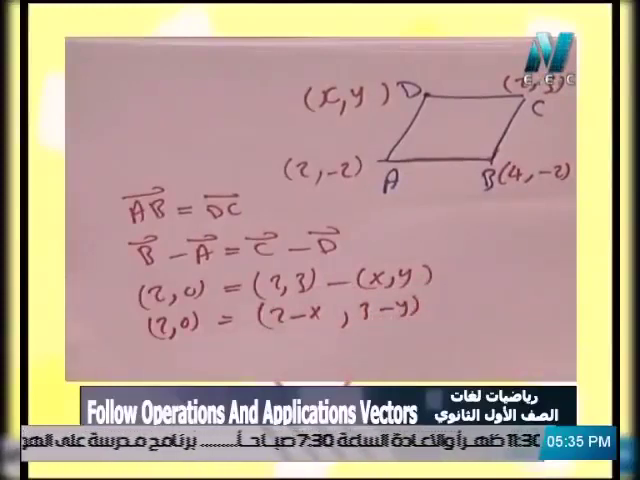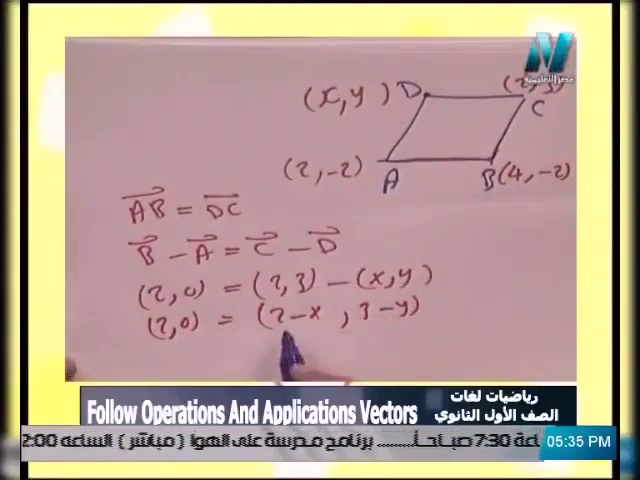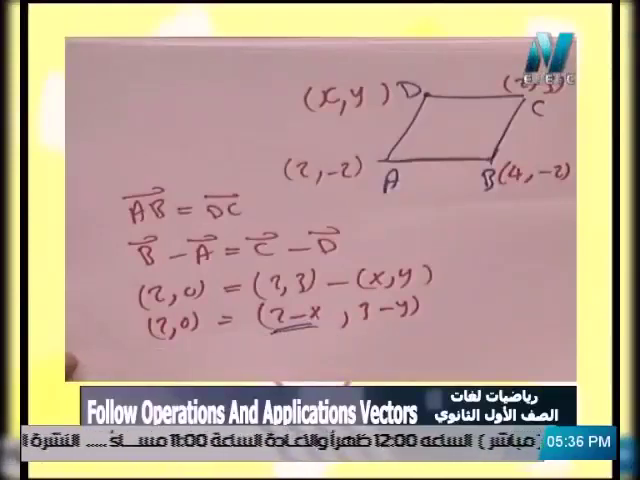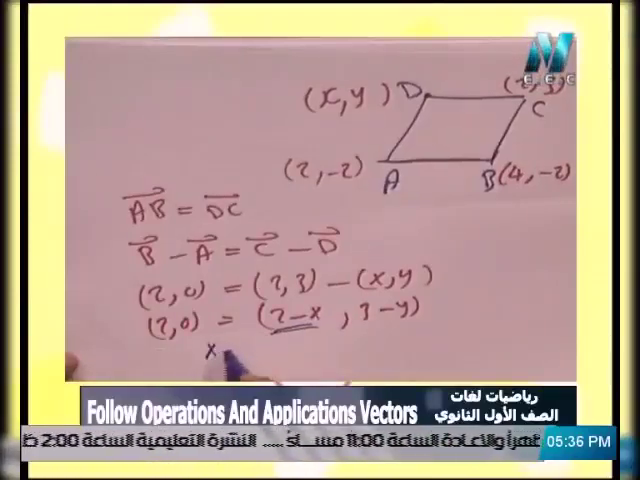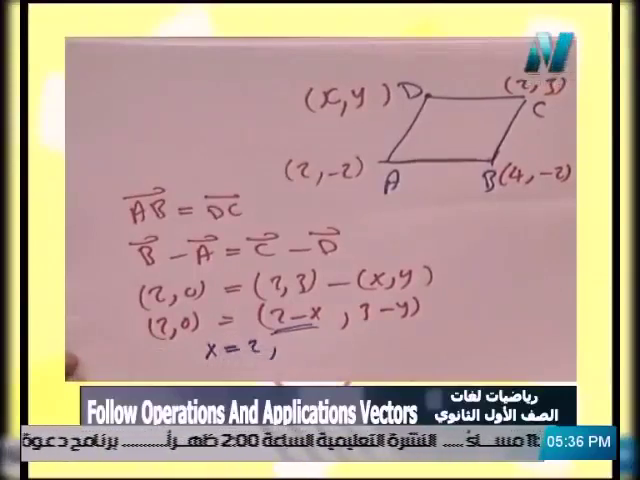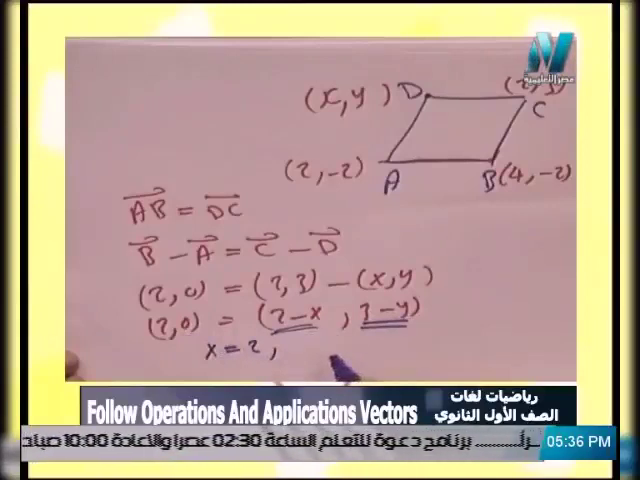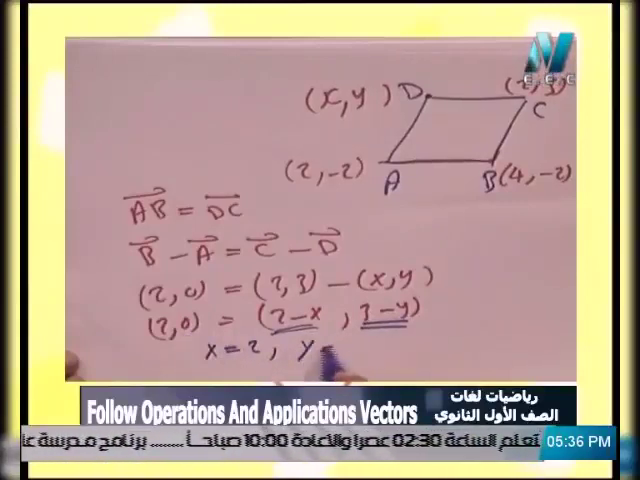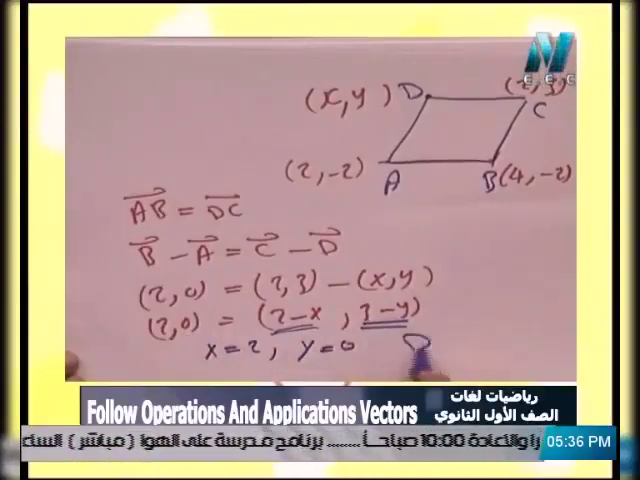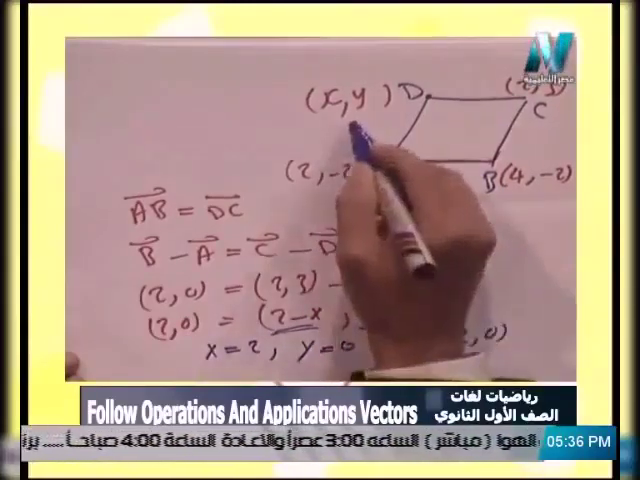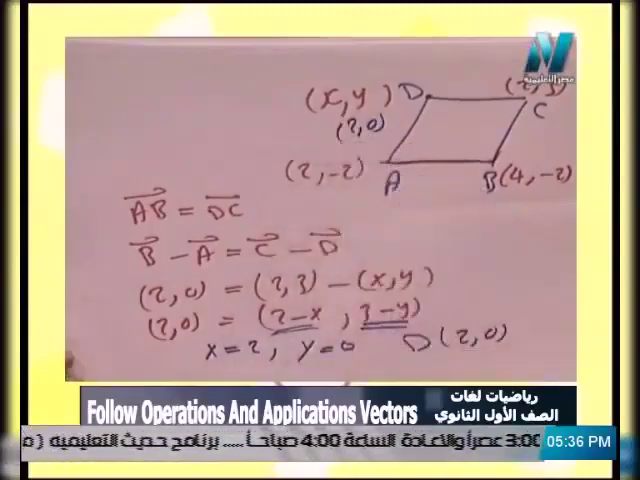By solving these equations, we have 2 minus X equals 2. We'll easily find out that X equals 2. And by solving this equation also, 3 minus y equals 0, we will find that y equals 0. So the point D will be 2 and 0.